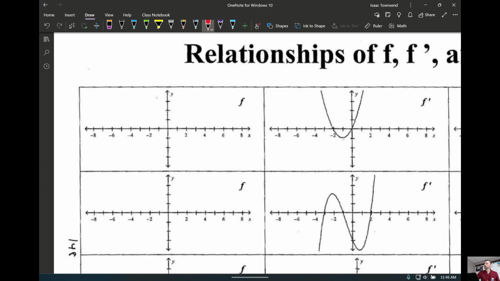Okay. So when f prime is positive, what does that tell you about the function?